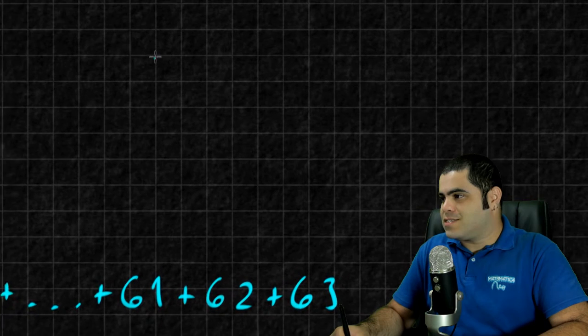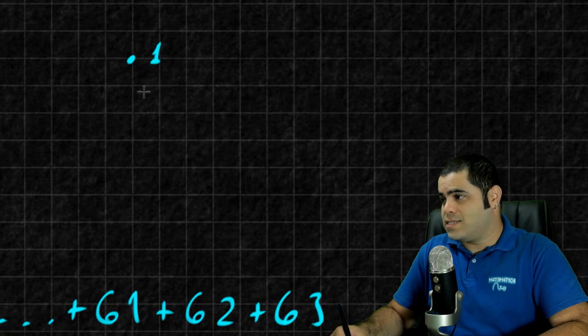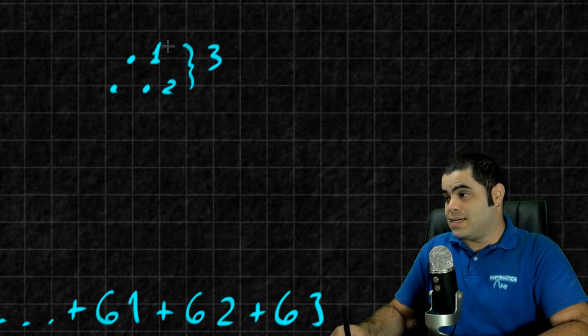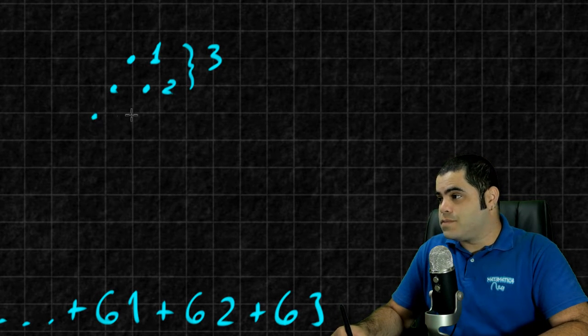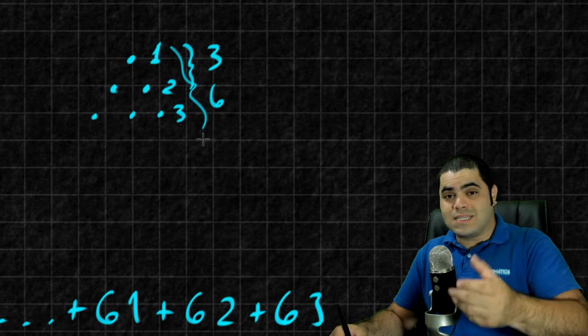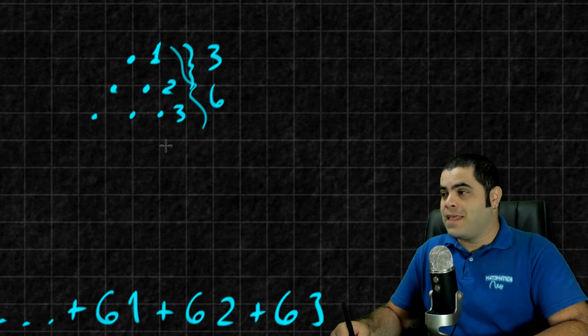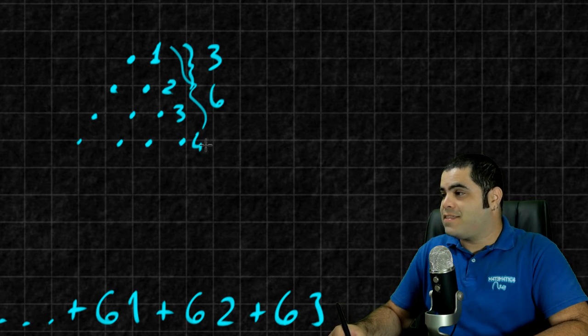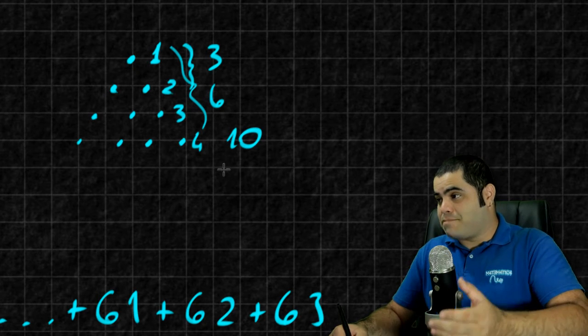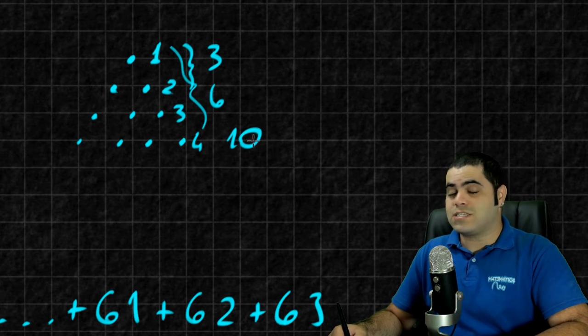If I have one dot right over here, I have 1, right? If I add two dots here, I have the total number of 3. So 1 is a triangular number, 3 is a triangular number too. If I add 1, 2, 3 dots, I have the number 6, right? So 6 is also a triangular number. If I add 4 dots, 1, 2, 3, 4, I have the number 10. So 10 is a triangular number too.